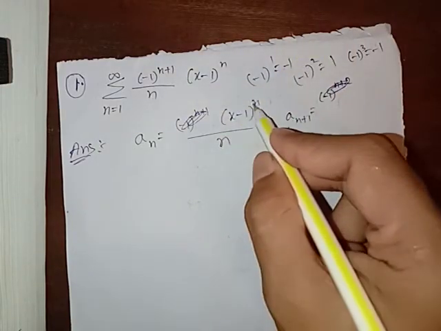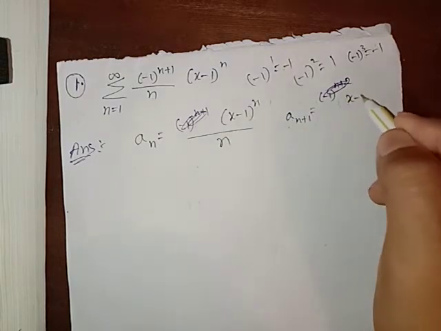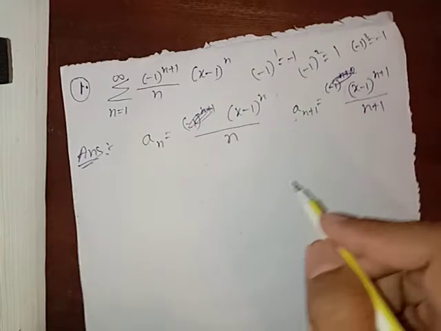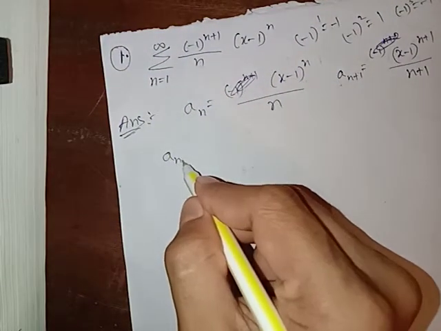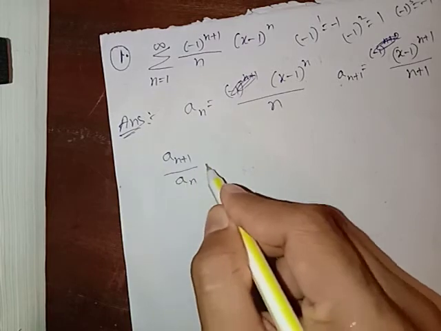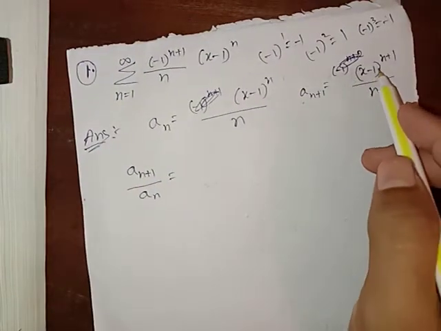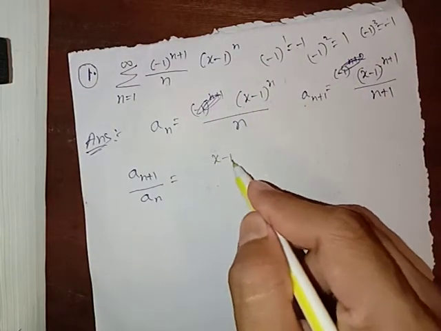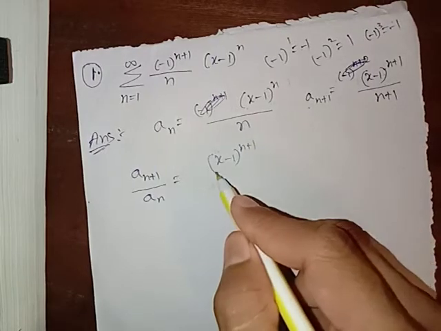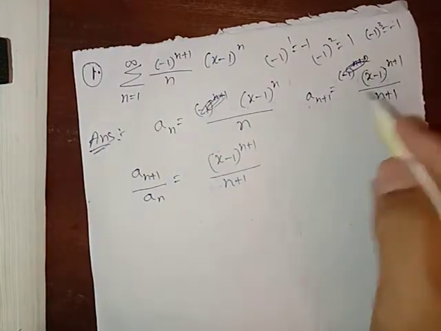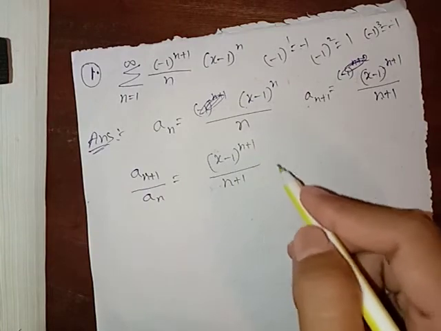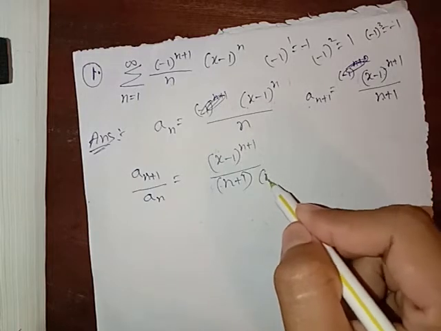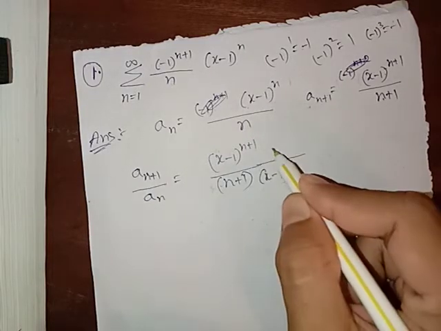a(n plus 1) is, we can take (x minus 1) raised to n plus 1 divided by n plus 1. Now a(n plus 1) divided by a(n) means we get this divided by this: (x minus 1) raised to n plus 1 divided by n plus 1, this is a(n plus 1), divided by a(n), that is (x minus 1) raised to n divided by n.